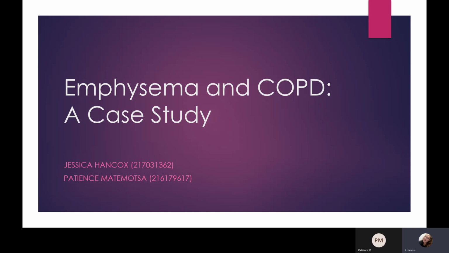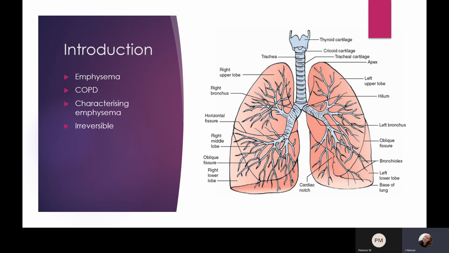Okay, so patients and I will be presenting emphysema and COPD, a case study. Emphysema is a type of COPD. I just added it in there so that we are on the same page. I will be doing the patient case, and patients will be doing the characterization of the disease. So let's start with the introduction.